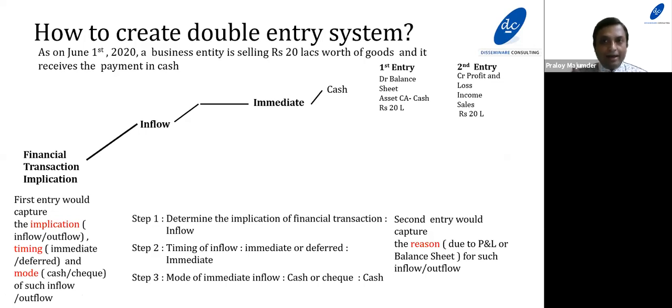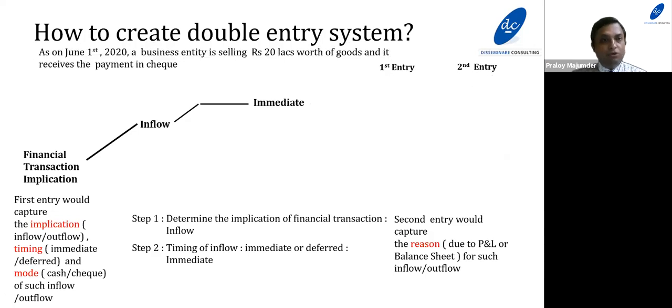So just now I have shown you how to convert a financial transaction into an accounting entry by adopting a double entry system. Let us take another example. As on June 1st, 2020, a business entity is selling rupees 20 lakhs worth of goods and it receives the payment in check. Everything remaining same, the only thing that has changed is that instead of cash, it is getting a check.